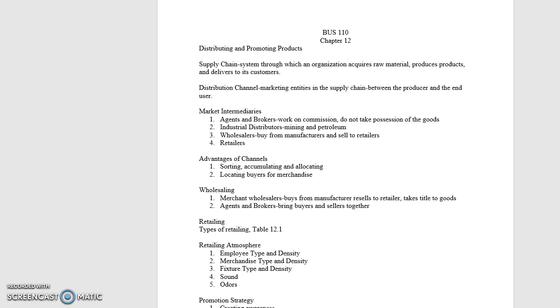Now, as I said, wholesalers are probably something that you're very familiar with. Two different types of wholesalers. These are kind of the market intermediaries, the wholesalers, and then the wholesalers are broken down again. So a merchant wholesaler buys from the manufacturer and sells to the retailer. They take the title of the goods.